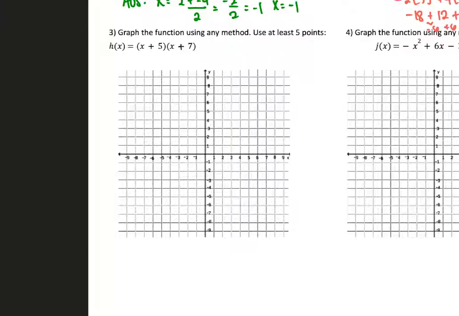All right, so now for number 3, we have a parabola written in factored form. So we're going to graph again using 5 points. So we're going to start with the concavity, and we know it's going to be concave up since the value of a is positive. Then we can list out our x-intercepts. And to do that, we look inside the parentheses, what can x be to make this 0? So x would be negative 5. So we have an x-intercept at (-5, 0). And for the other parentheses, we would have one at (-7, 0).